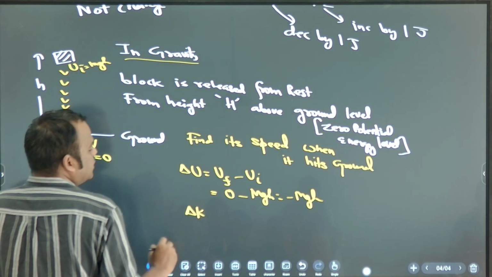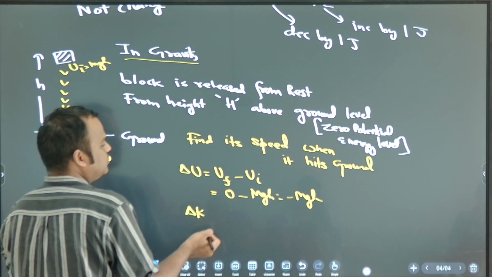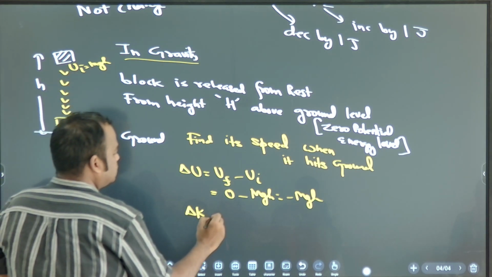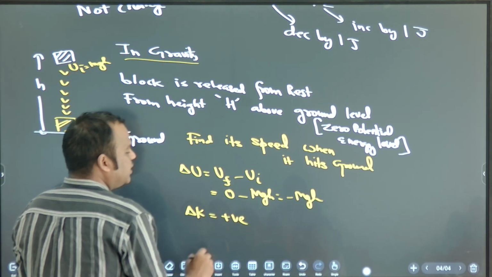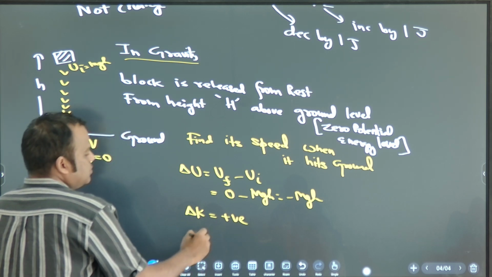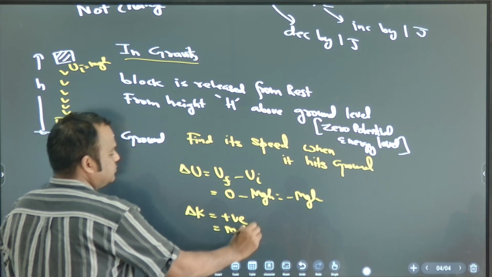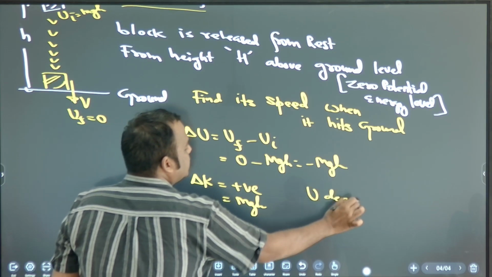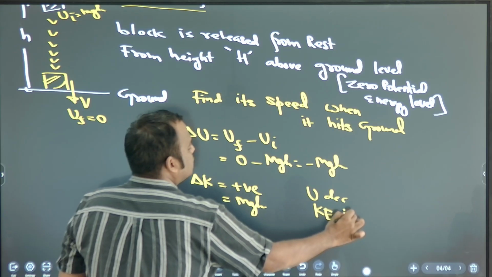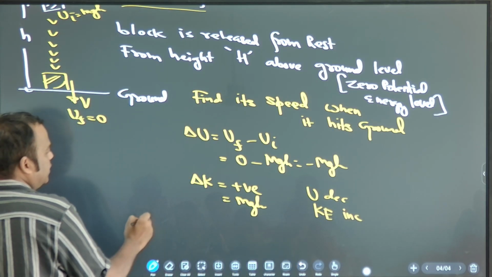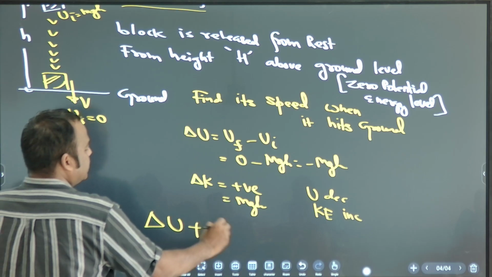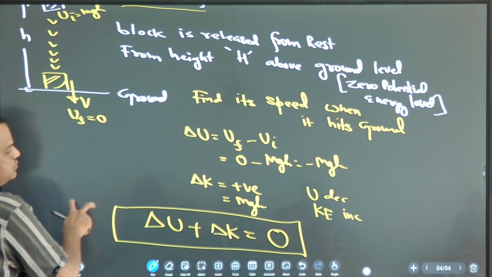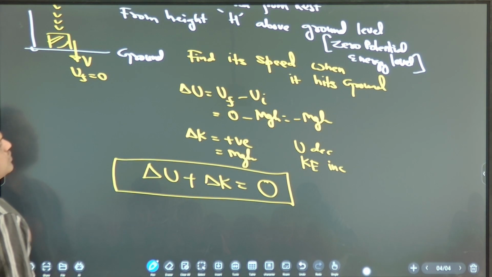So what is delta K? If potential energy is decreasing, kinetic energy is increasing, so delta K should be positive. Delta K is plus mgh. Potential energy decreasing, so kinetic energy increasing. Clear? So note down, delta U plus delta K is equal to 0. This is the formula.